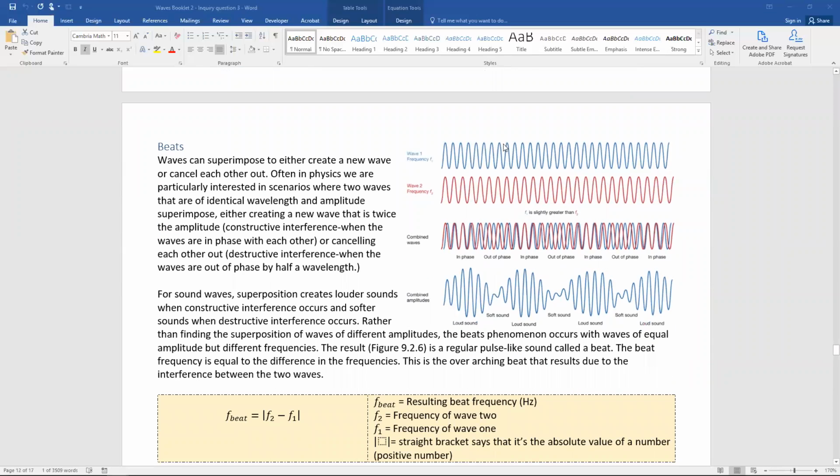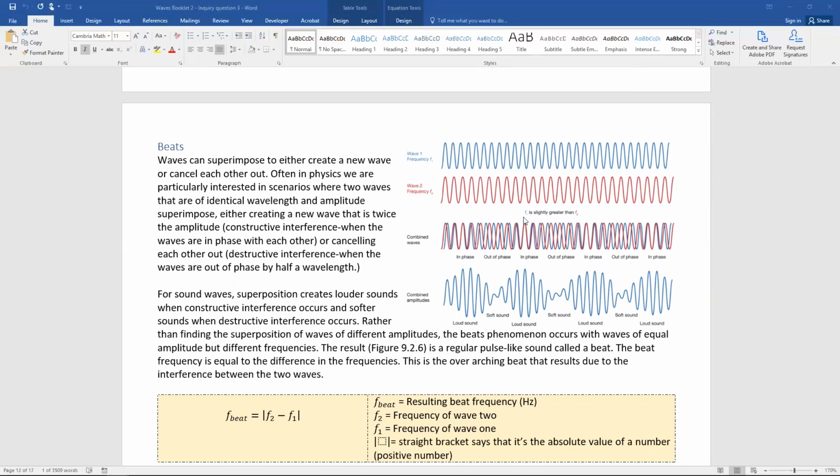Okay, let's move on. Beats. This is an interesting concept. We've spent a lot of time talking about how when waves of different amplitudes and different frequencies interact with each other, they destructively and constructively interfere and create these weird Frankensteins of waves. Beats is a bit different.